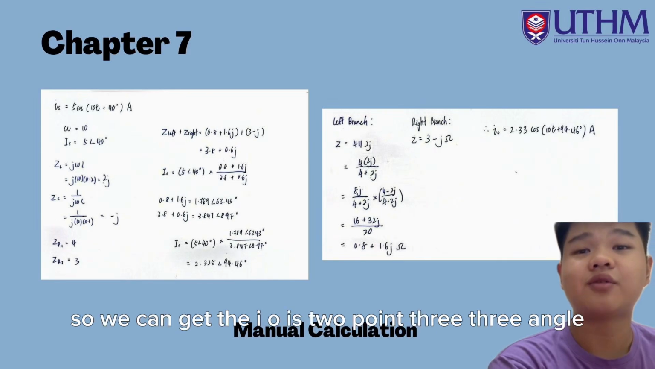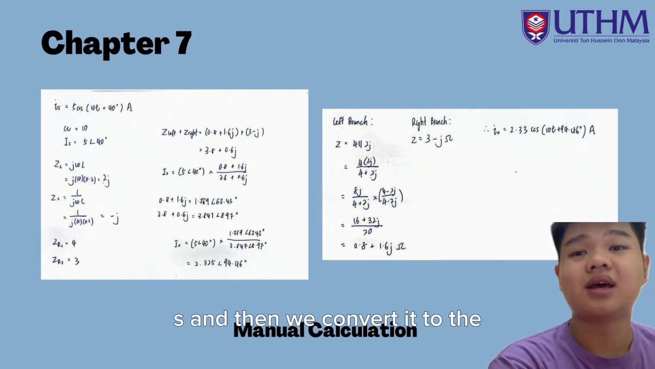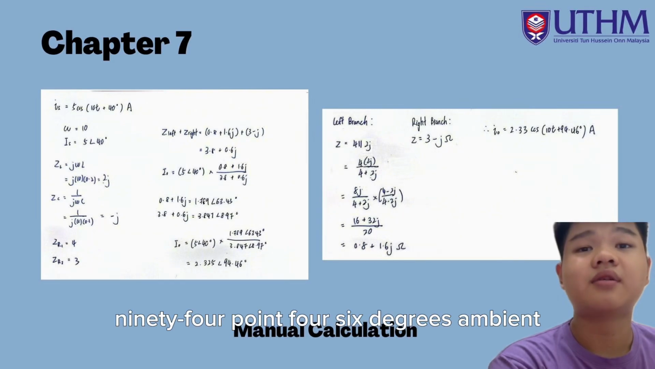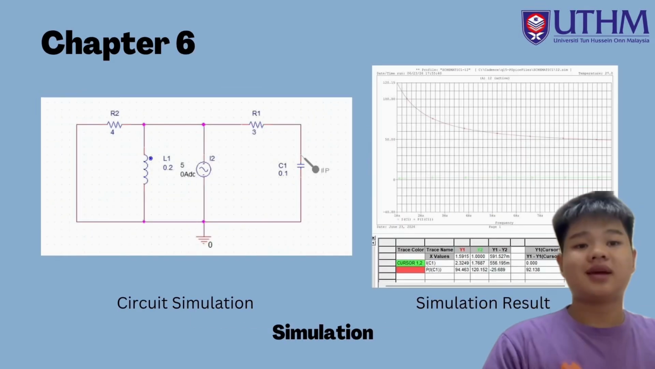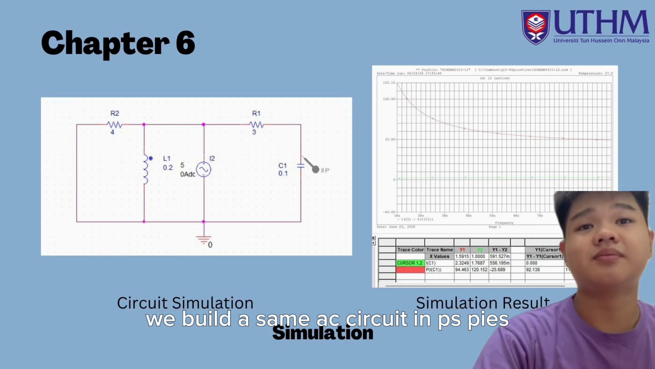So we can get the IO is 2.33 angle 94.46 degrees amperes, and then we convert it to the time domain: 2.33 cos(10t + 94.46 degrees) amperes. Next, for the simulation part, we build the same AC circuit in PSpice.